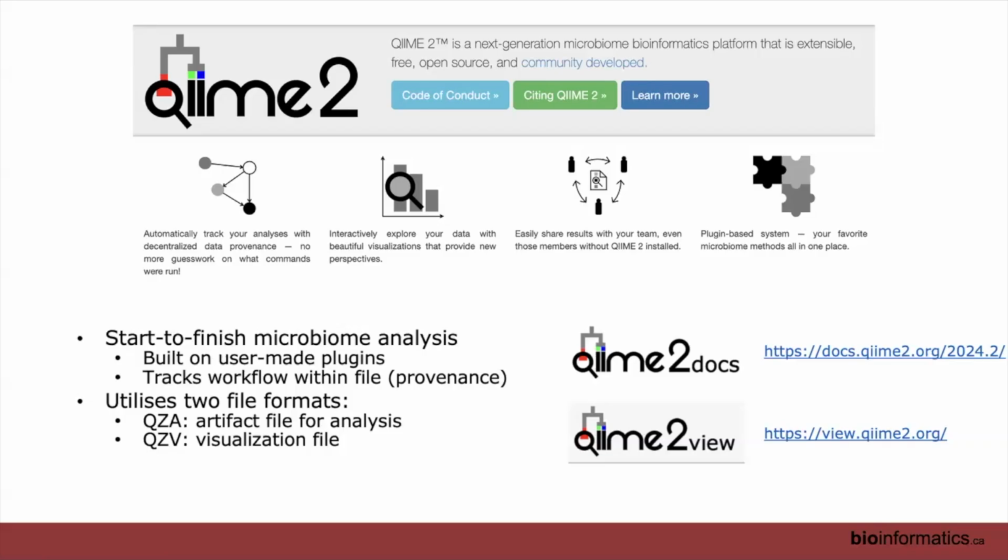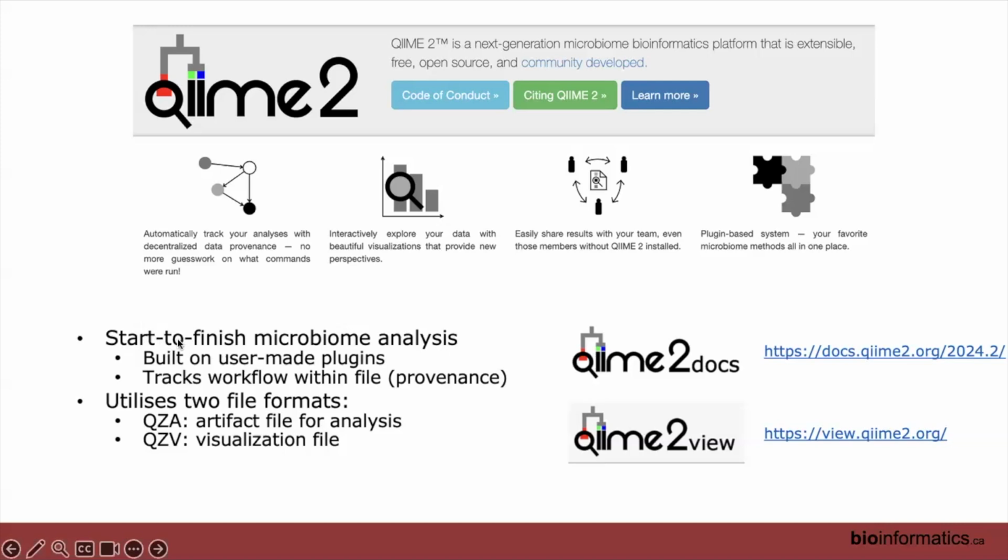The .qzv is something that you'll be able to visualize. You can add it to their website, this QIIME 2 View page, and that's where you'll be able to look at information, similar to how you would have looked at the MultiQC or the FastQC files earlier. It's a more interactive way of looking at it than on the command line where you're looking at text.